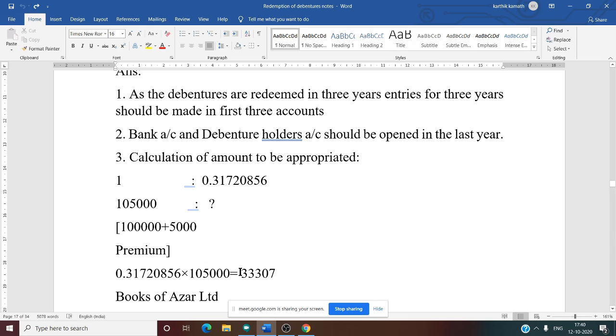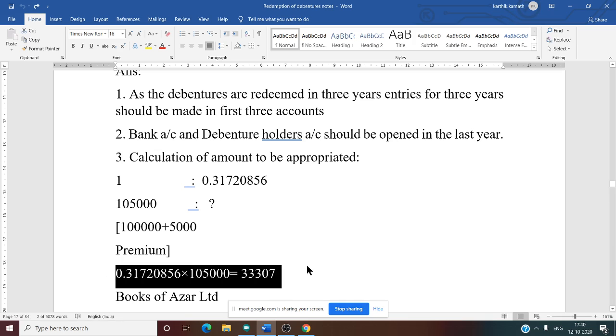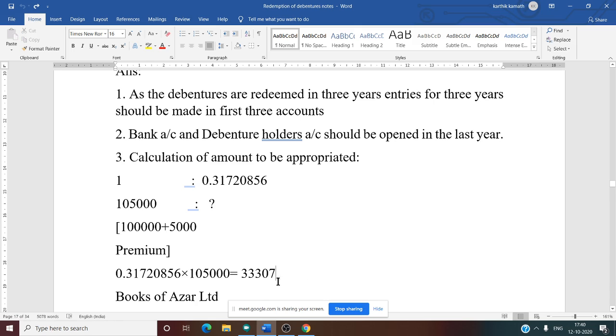So on 1 lakh 5,000, how much? If you do cross multiplication, you will get one amount, that is 33,307. So this is the amount you need to keep aside from profit and loss account every year.